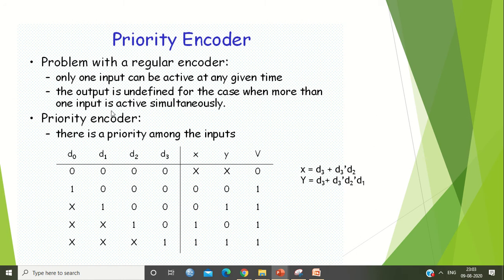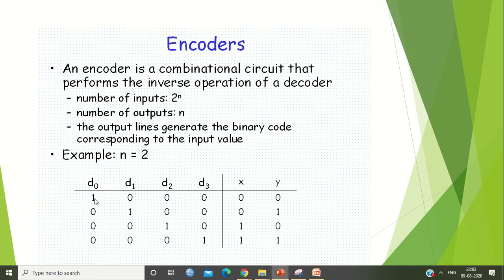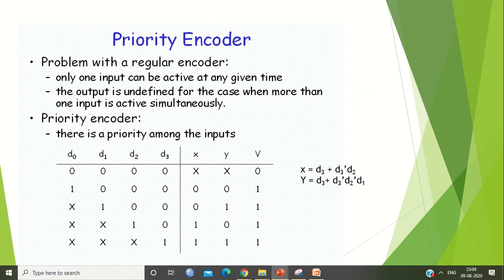The problem with a regular encoder is that only one input can be active at any given time. The output is undefined for the case when more than one input is active simultaneously. That's what I told in the previous section. When D0 as well as D2 are both active, meaning both give a value of 1, what should be the output? That will be a redundant output. We can't speculate. For example, if D1 and D2 are 1 and 1, we can't assert whether the value of XY should be 1, 0 or 0, 1. It can come as anything.